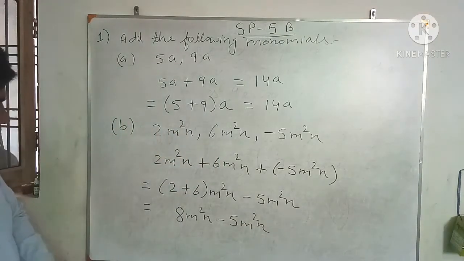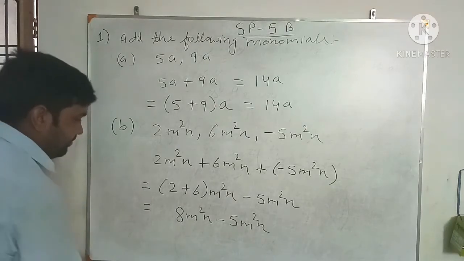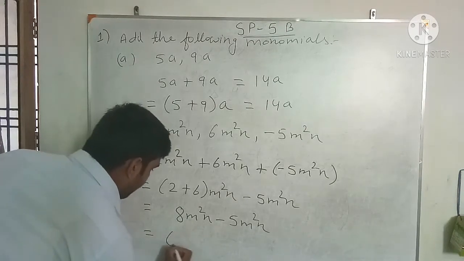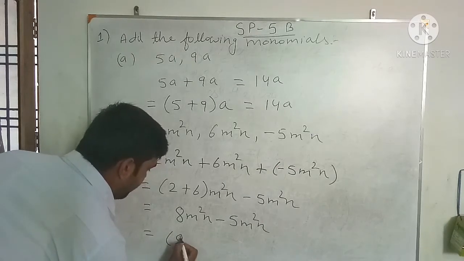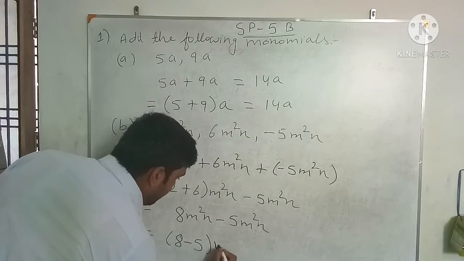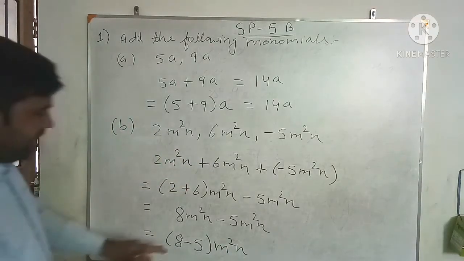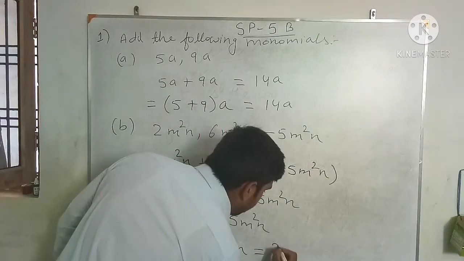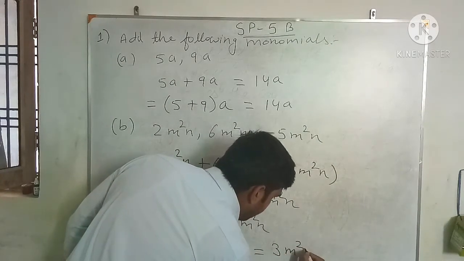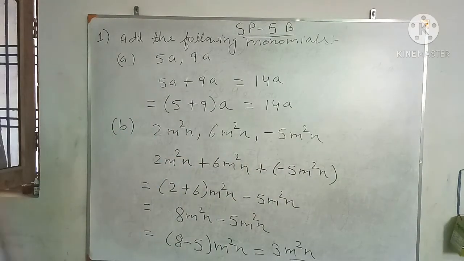Now again we subtract the numerical coefficients. Here it is minus, so we can write in one bracket, subtract the numerical coefficients 8 minus 5, and multiply the variable m square n. So 8 minus 5 gives you 3, so the result will be 3m square n. So the answer we got is 3m square n. Okay, like this we have to do.